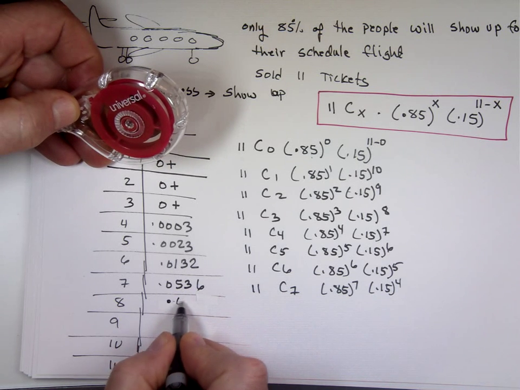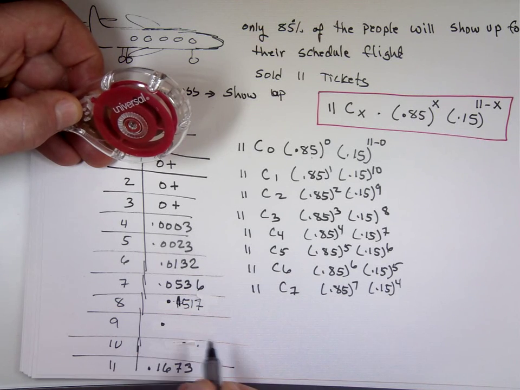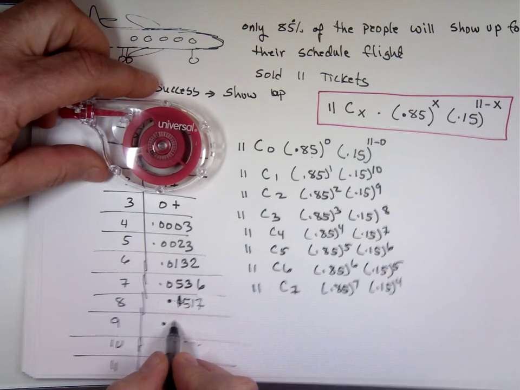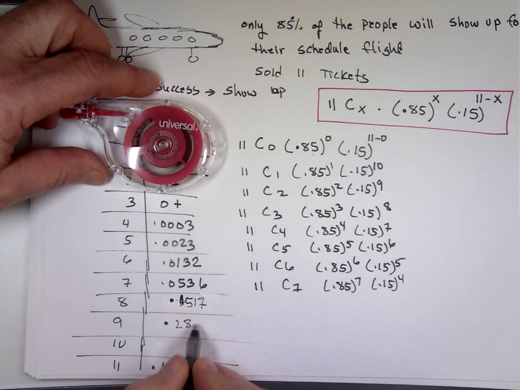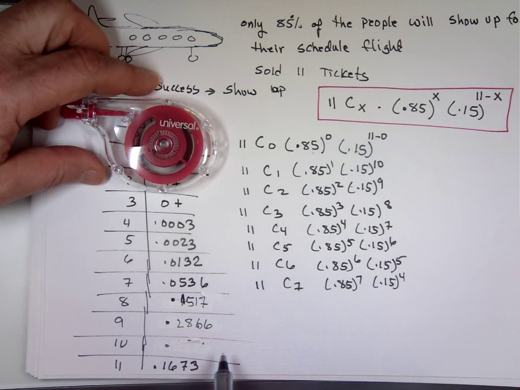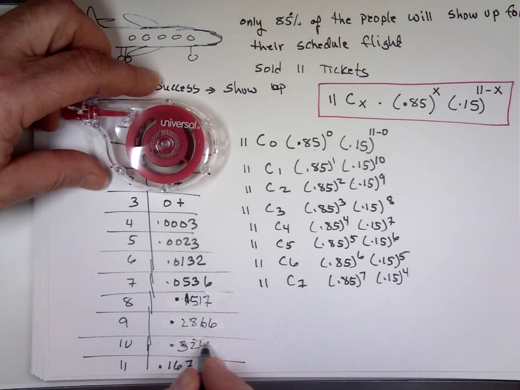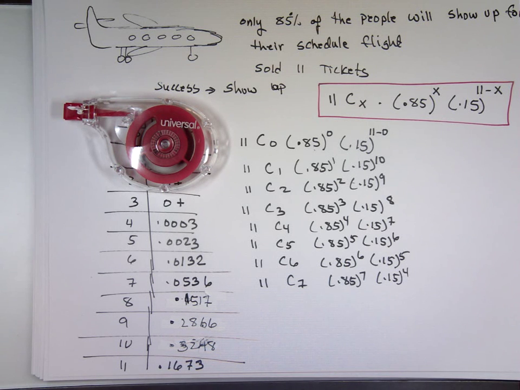0.1517. For 9, 0.2866. Then 0.3248, and 0.1673. So when you add them, that should add up to 1.